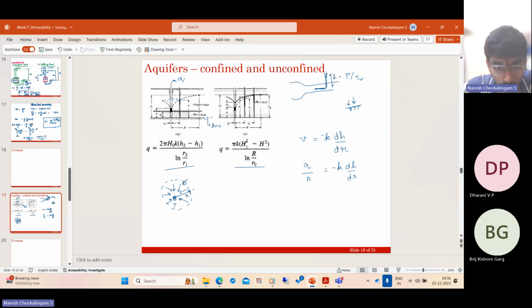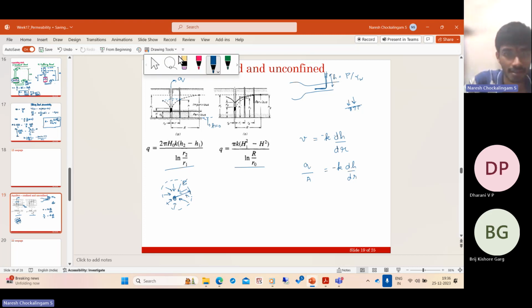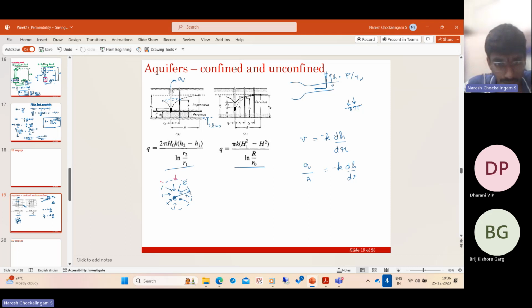So at every point, let me use a different color. You consider a radial circle at a radial distance R, and we are assuming that the flow into this well is equal from all directions. So at every point, you have a discharge velocity of V. What is the flow Q? It is nothing but V into area. What is the area? It is 2 pi R times this thickness of the pervious layer, capital H.